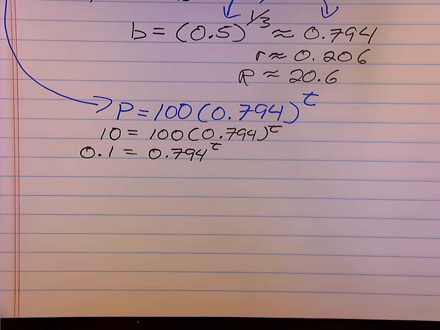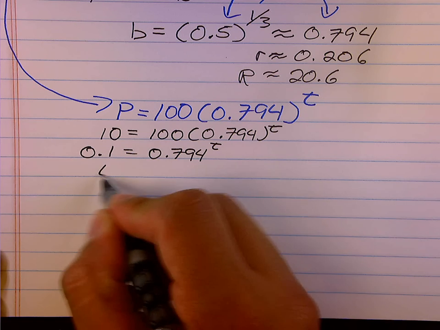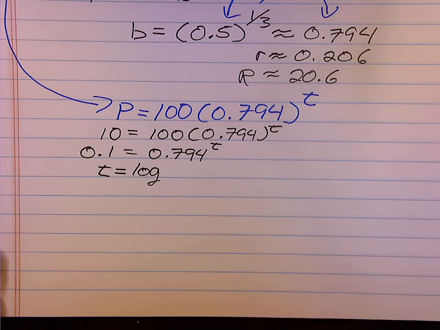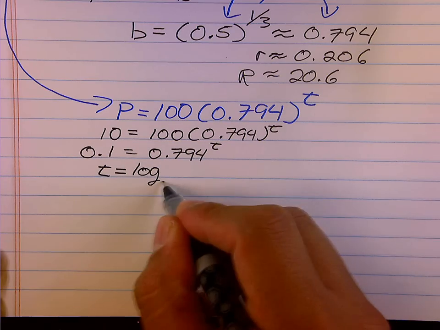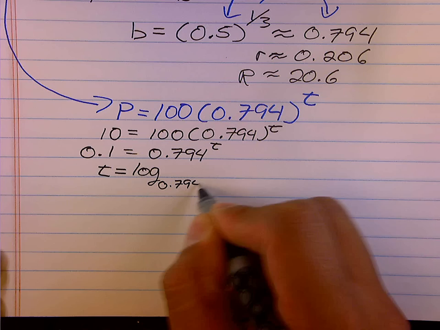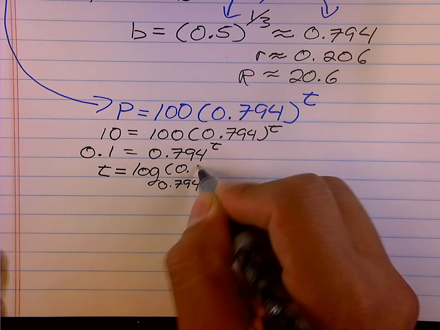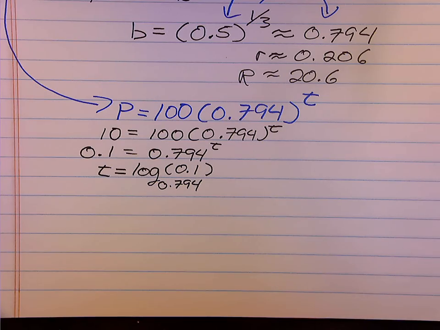I recognize that t is an exponent on 0.794 that gives me 0.1. I'm going to use my logarithm definition to rewrite this as that logarithm. And I will read it as I write it. T is the exponent that we place on 0.794 to get the value 0.1. Problem is, that's very difficult to evaluate.